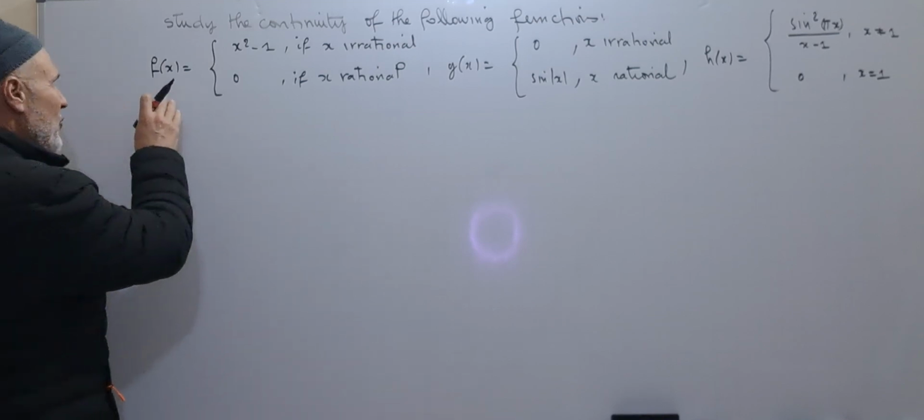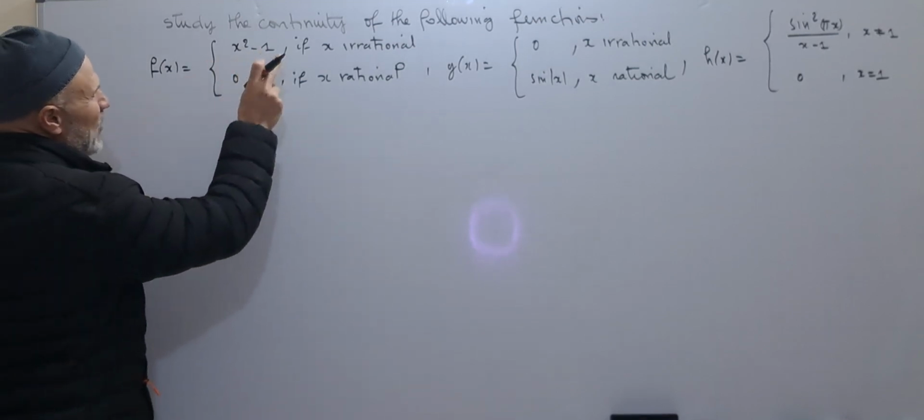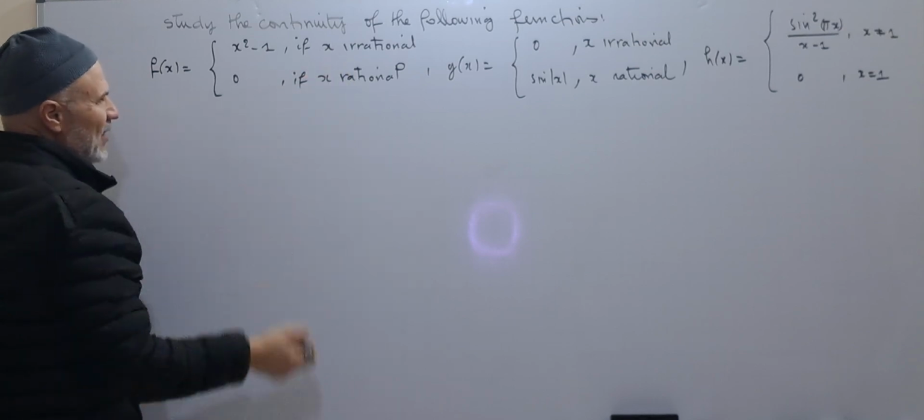This is a new review about continuity of real functions. We start with f of x, which is equal to x squared minus 1 if x is irrational and 0 if x is rational.